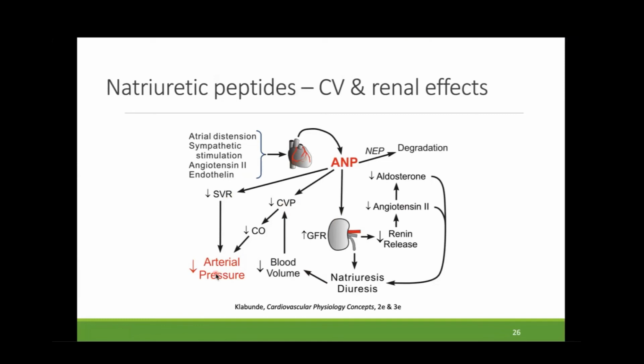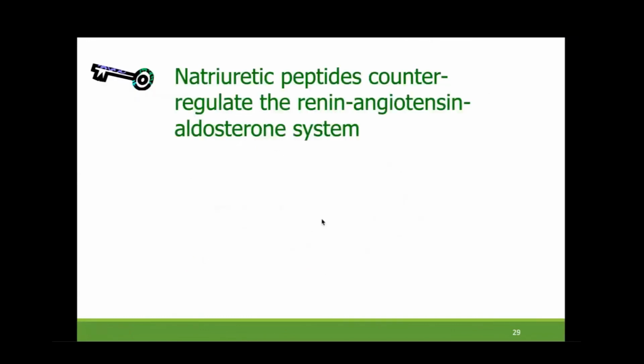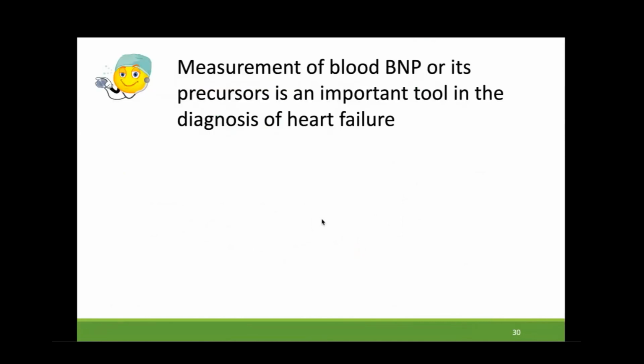So if you think about this diagram and what changes are occurring, it appears as though what ANP is doing is just the opposite of what RAAS activation does. And that's the easy way for you to remember what the actions of natriuretic peptides are. So as kind of a key summary for the RAAS system, natriuretic peptides counterregulate the renin-angiotensin-aldosterone system. And a little clinical aside here is that measurement of blood BNP or its precursors is an important tool in the diagnosis of heart failure.